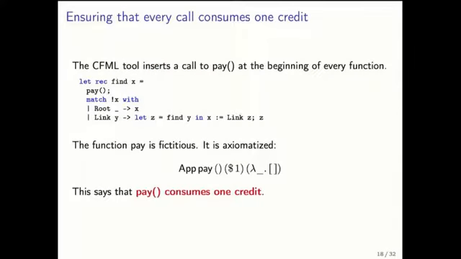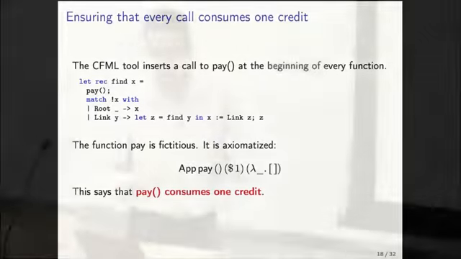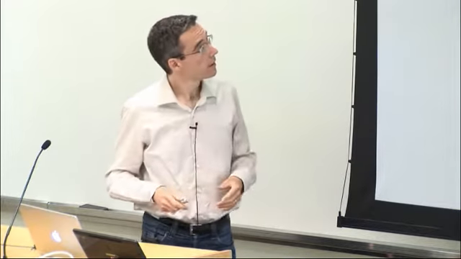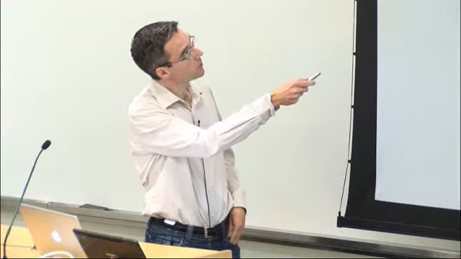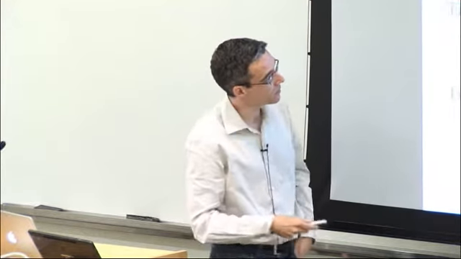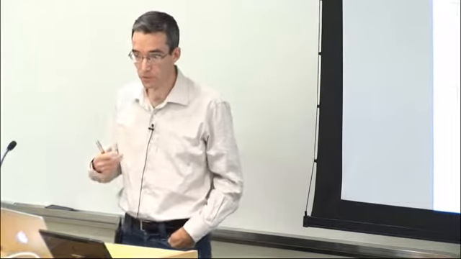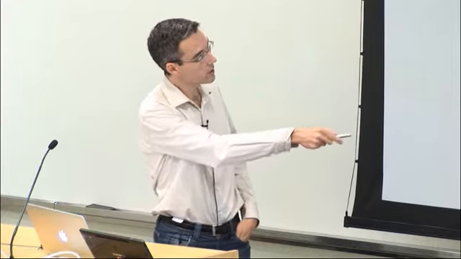And the way this is done in CFML is that conceptually CFML with time credits will just insert a call to pay at the beginning of every function, for instance, and then everything will proceed as in the old CFML without time credits. You only have to consider that this pseudo function pay has $1 as its precondition, and that will force you, when reasoning, to pay 1 credit every time you come across this call to pay. So that's how it's implemented, I think.